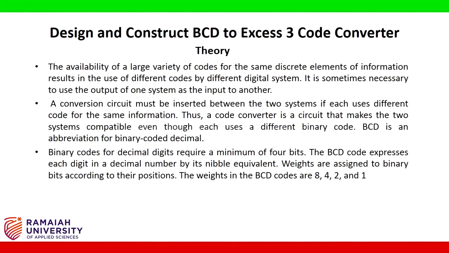BCD is an abbreviation for binary coded decimal. Binary codes for decimal digits require a minimum of 4 bits. The BCD code expresses each digit in a decimal number by its nibble equivalent. Weights are assigned to binary bits according to their positions. The weights in the BCD codes are 8, 4, 2 and 1.